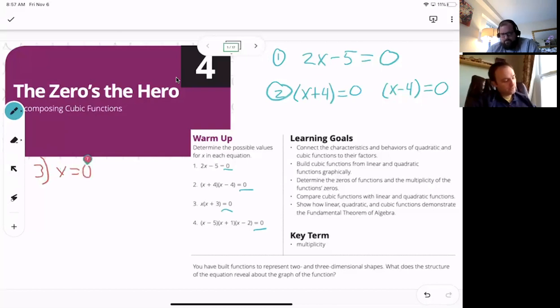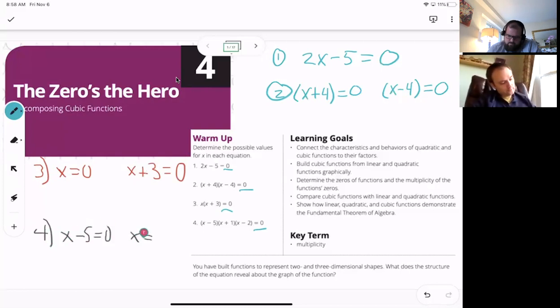So does that mean for number three, I should write x equals zero? And I'm not going to use parentheses to show them that it doesn't matter. x plus 3 equals 0. Those would be my two equations for number 3. And then a similar argument for number 4. Number 4, you'd have x minus 5 equals 0, x plus 1 equals 0, and x minus 2 equals 0.